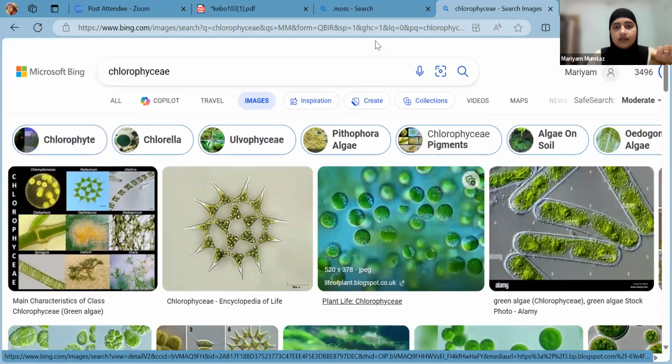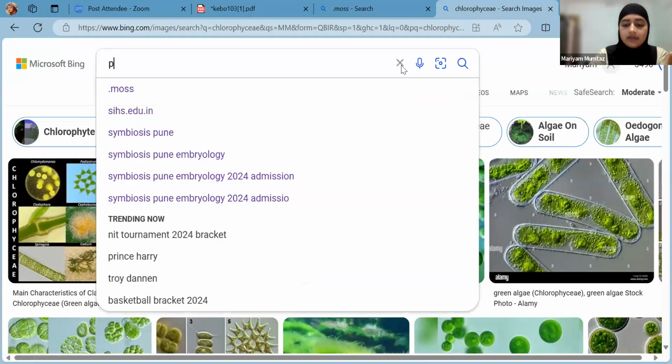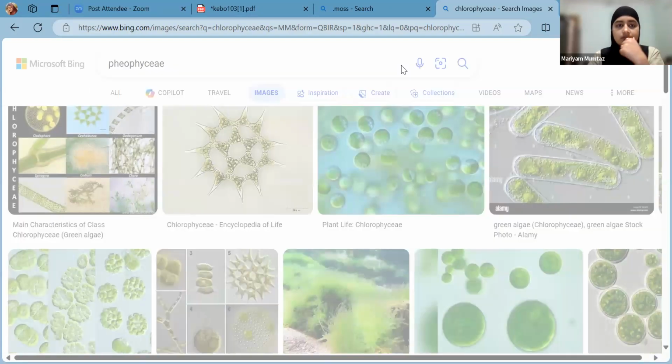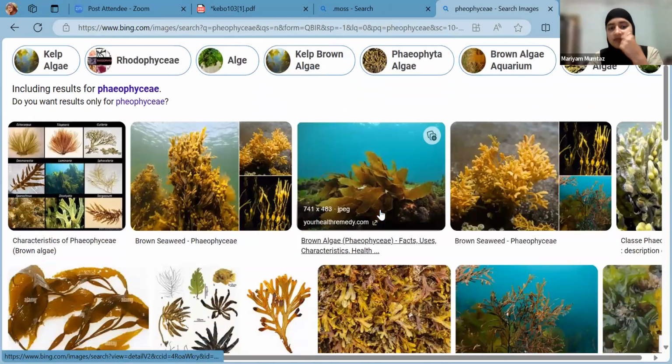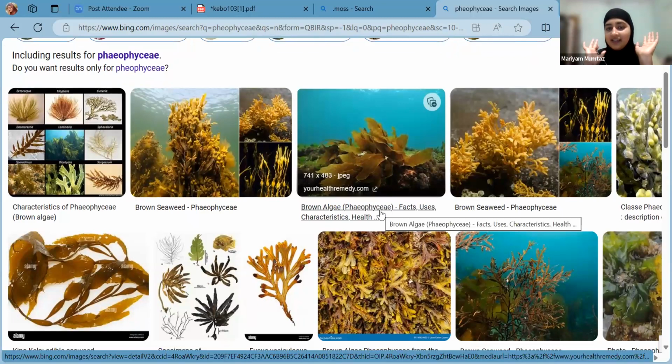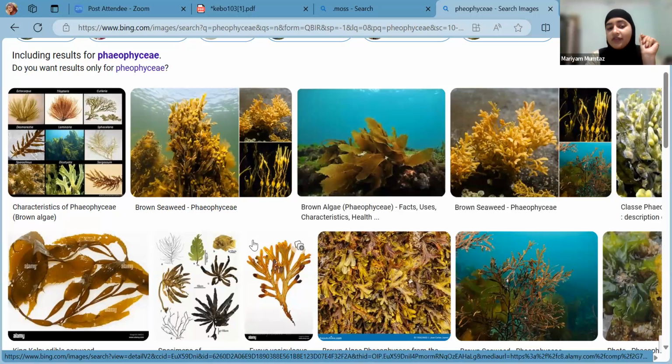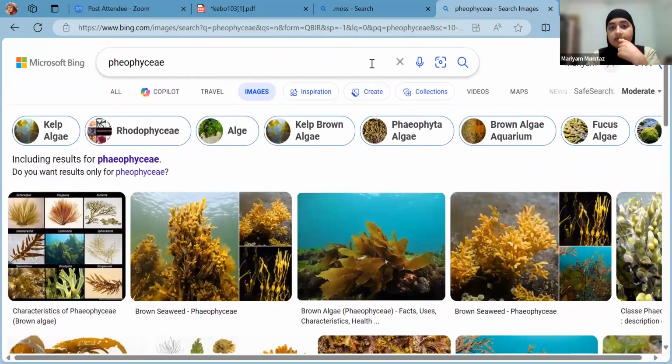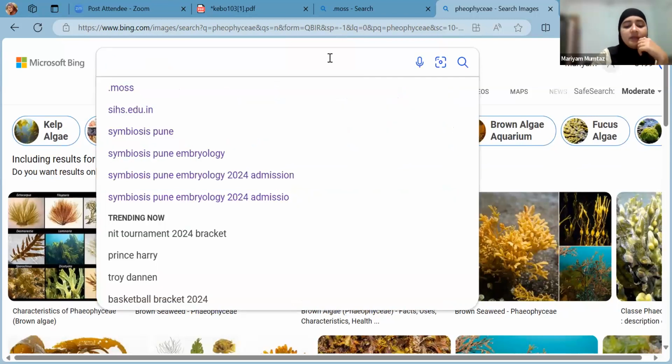All right. And okay, then Phaeophyceae. See, an evident brown color is there, isn't it? Evidently brown. And it is brown because of the presence of which pigment? Quickly, name the pigment.